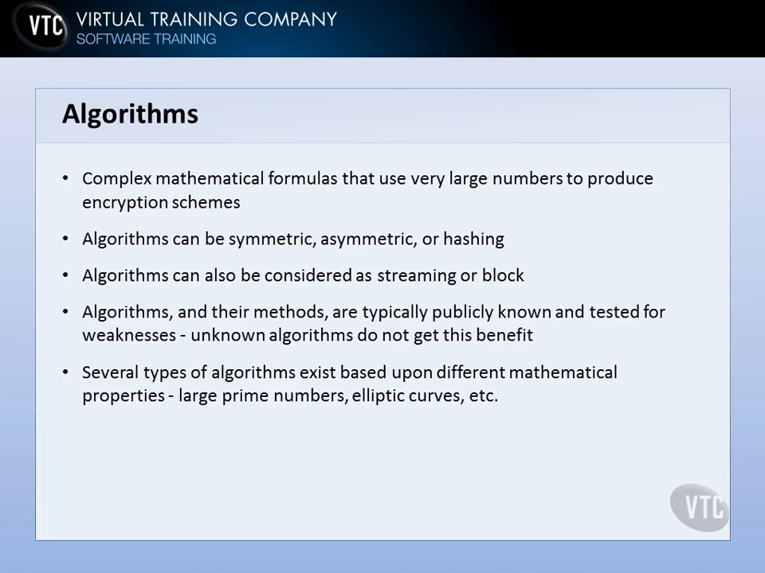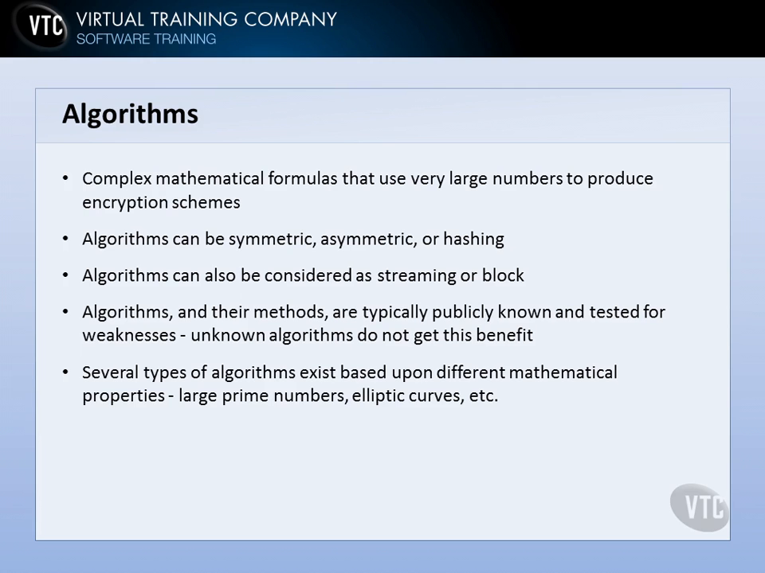Algorithms can also be considered as streaming or block, and sometimes we hear the term streaming cipher or block cipher. But what that really boils down to is how it handles the data. Streaming means that it comes in streams, one character at a time, continuously, and block means that it takes blocks of maybe 64 characters or bits at a time.